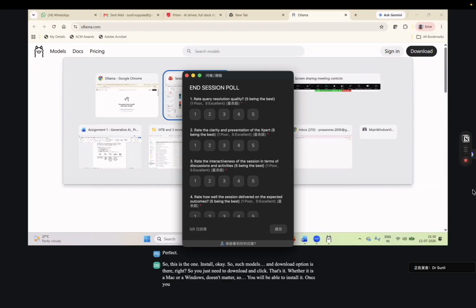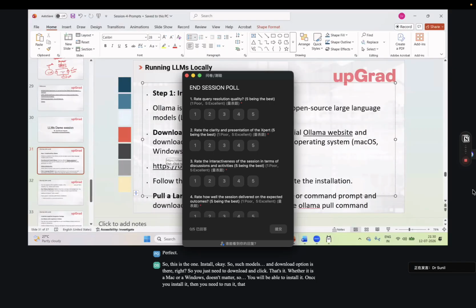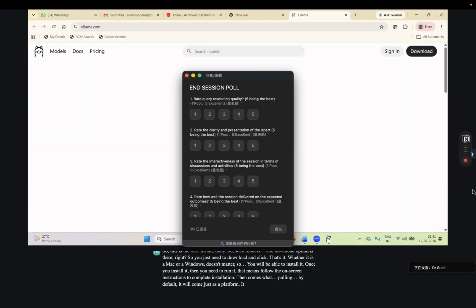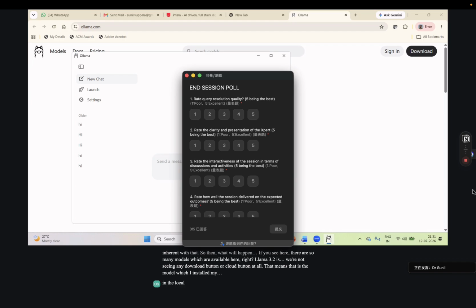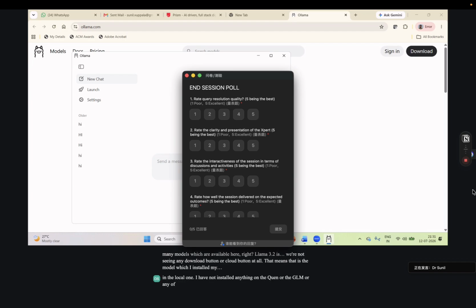Once you install it, you need to run it and follow the on-screen instructions to complete the installation. Then comes pulling. By default, it will come just as a platform. It doesn't have anything inherent with it. If you see here, there are so many models available, right? For Llama 3.2, we're not seeing any download button or cloud button. That means that is the model I installed locally. I have not installed anything on Qwen or GLM or any of them. So that means I have one local model which is running.